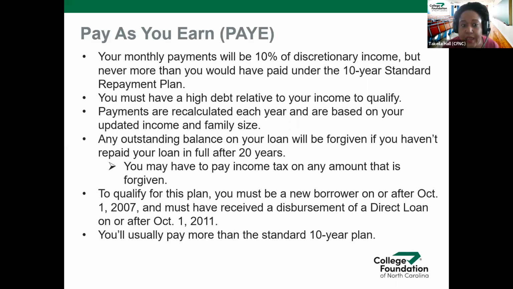Now, to qualify, I want you to pay specific attention to this. To qualify for this plan, you must be a new borrower on or after October 1, 2007, and you must have received a disbursement of a direct loan on or after October 1 of 2011. Just want to make sure you're aware of that. And again, usually you're going to pay more than the standard 10-year payment plan.